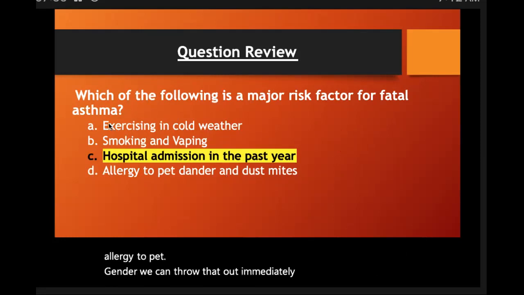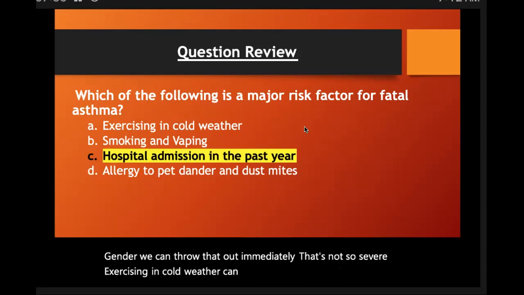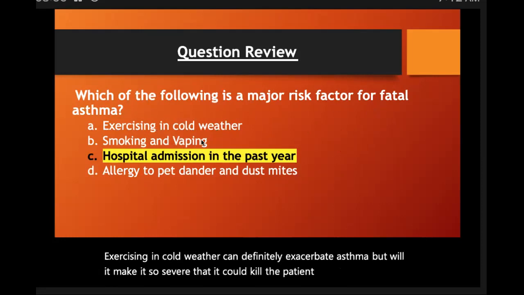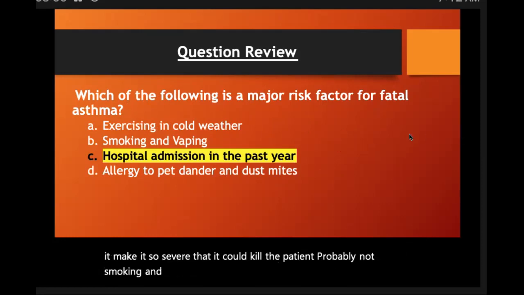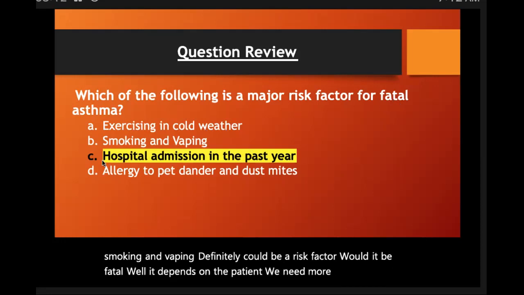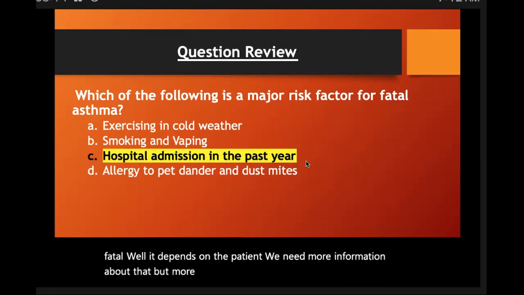That's not so severe. Exercising in cold weather can definitely exacerbate asthma, but will it make it so severe that it could kill the patient? Probably not. Smoking and vaping definitely could be a risk factor. Would it be fatal? Well, it depends on the patient. We need more information about that. But more importantly, C, hospital admission in the past year, very, very big risk factor.